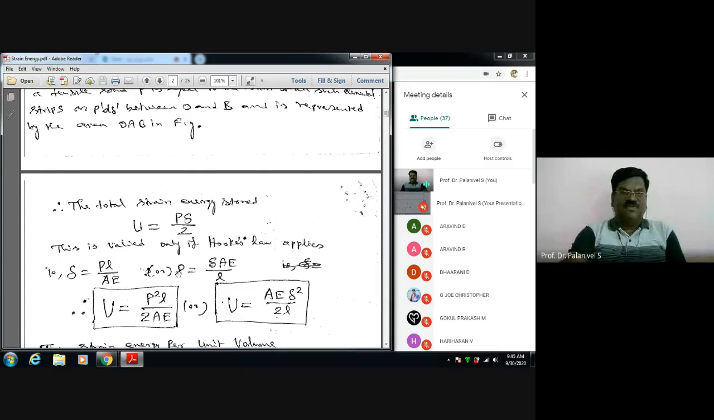We can say this way or that way, isn't it? We know the deformation in the bar, del equal to PL by AE. From this, I am writing P. P is equal to del AE divided by L. Okay, this way. Now I am rewriting this strain energy stored.